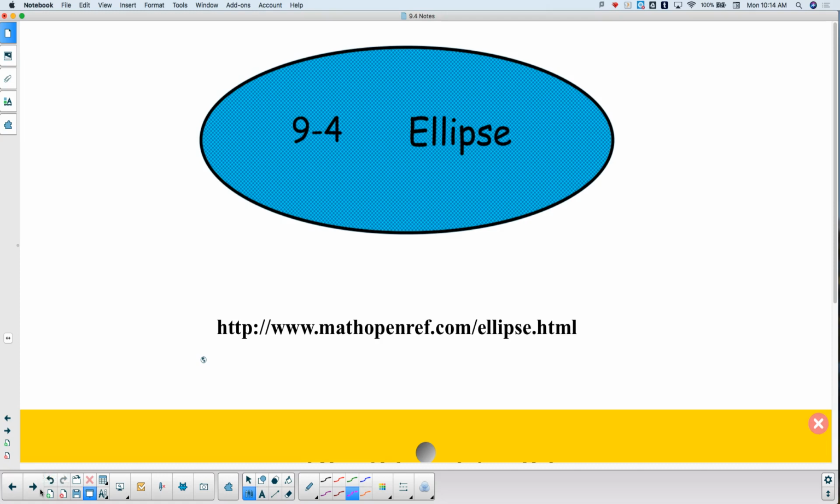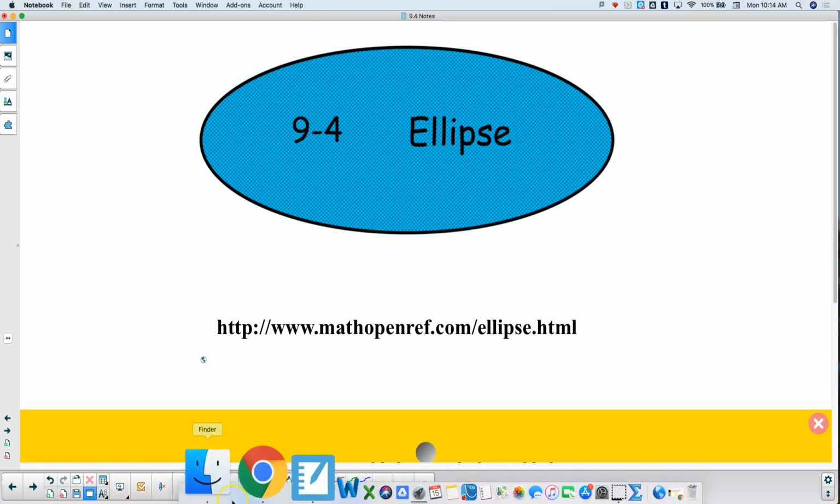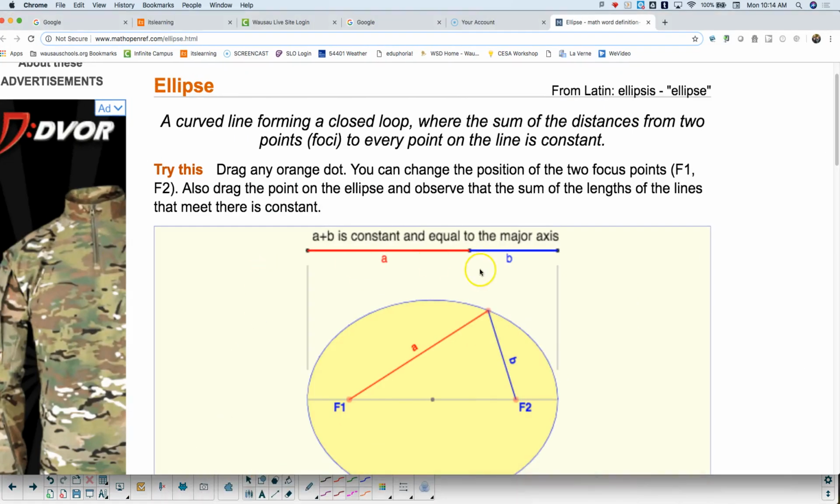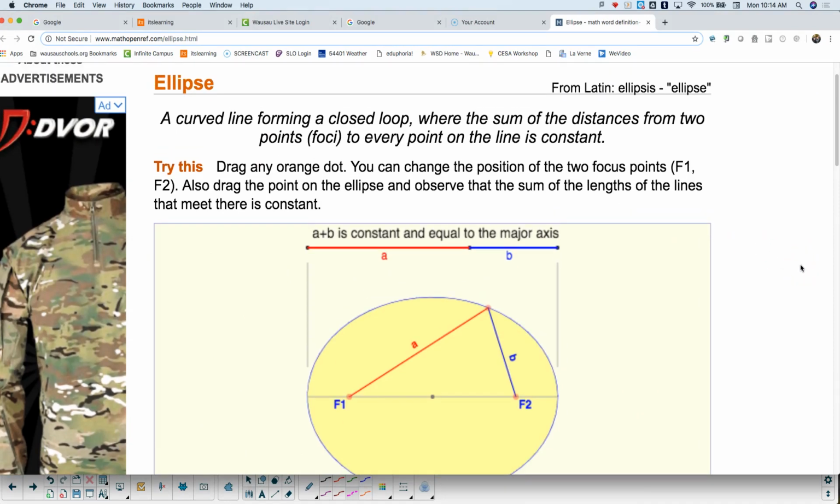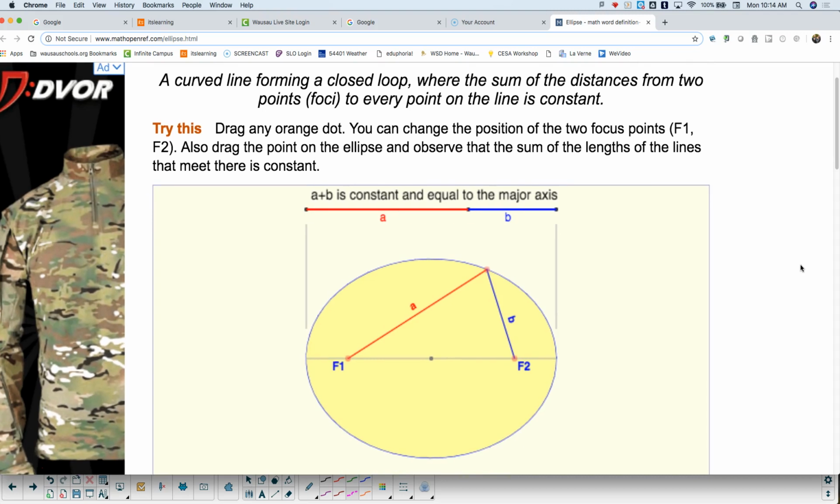Now, the nice thing about an ellipse is that there's a little bit of, like, I don't like curved line in this definition of it, but I like the interactive website that they give me. Okay? So an ellipse is a curve. I'm just going to call it a curve instead of a curved line. An ellipse is a curve that forms a closed loop.